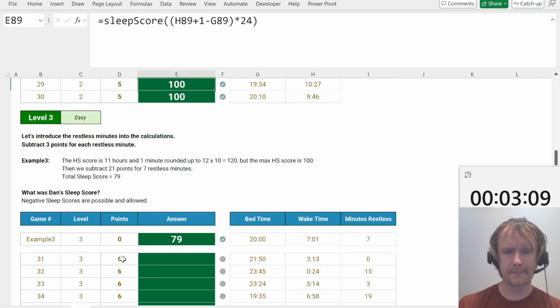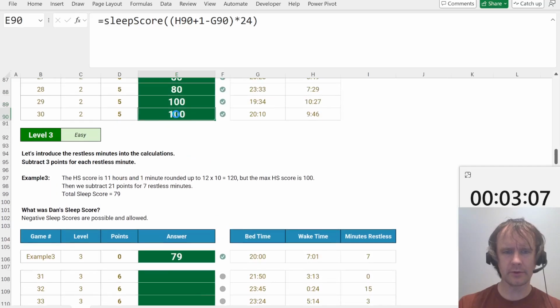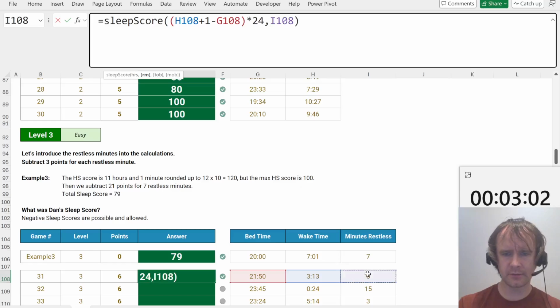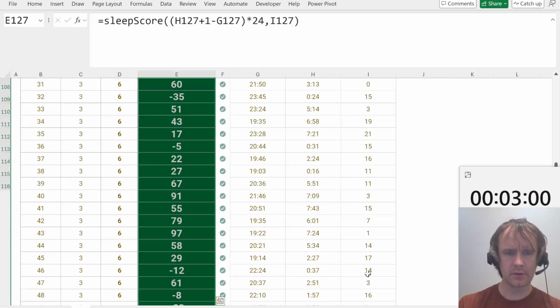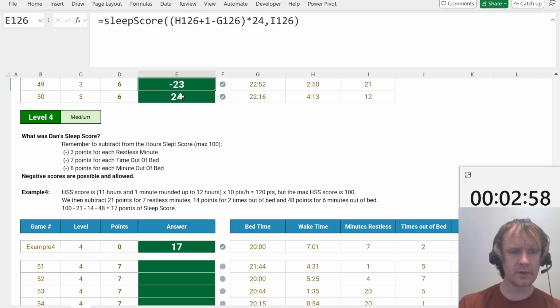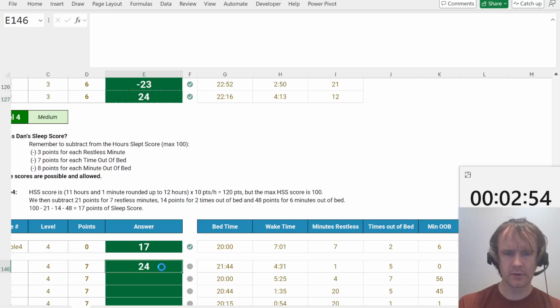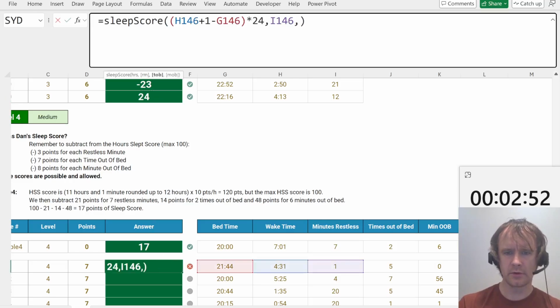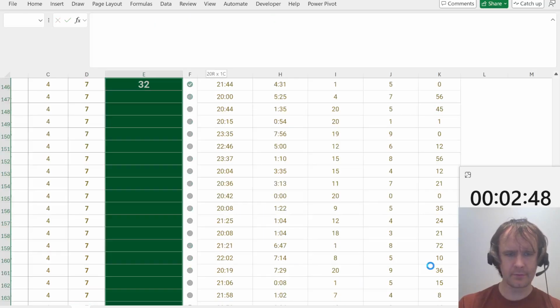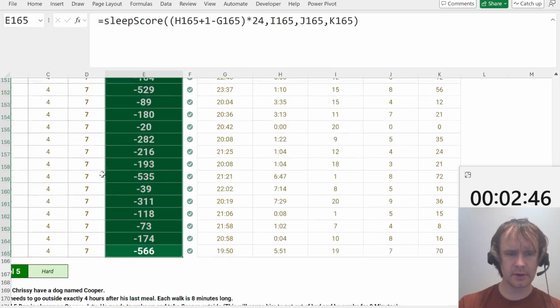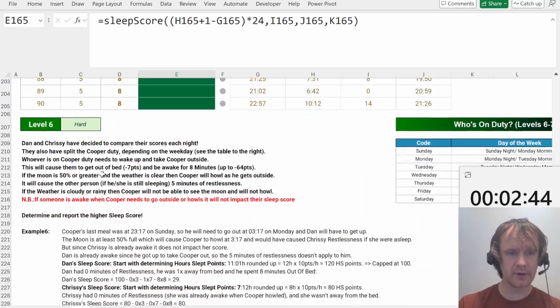Happy days. Now we're going to do the same thing, but we've got restless minutes. So we're going to add in restless minutes. Sweet. Now we've got times out of bed, minutes out of bed. Sweet. And level 5, 6.